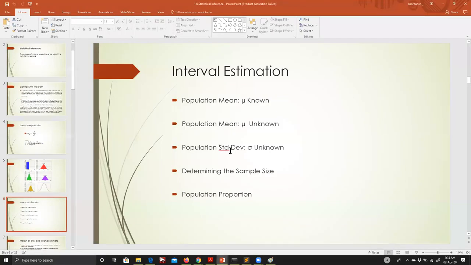Now the problem is population standard deviation. There could be a sigma known case or a sigma unknown case as well. We will try to cover both of them, and I will try to explain why both of the cases are important in making an estimation.